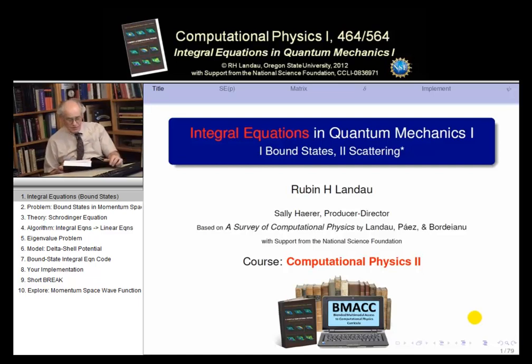Hi. You know what? This is the last chapter in the book we're covering today. So this is chapter 20, Integral Equations in Quantum Mechanics, in 2 units. Congratulations if you've made it this far. So today we're going to talk about integral equations in quantum mechanics.